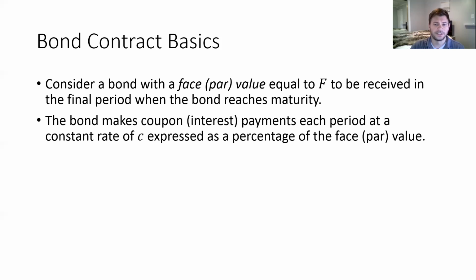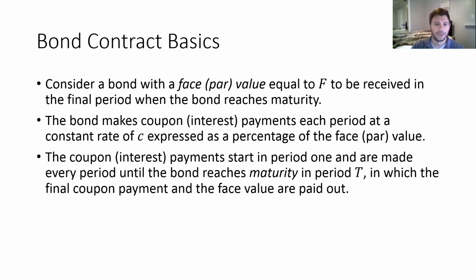And then the bond also makes smaller payments each period called coupon payments. And these are often referred to as interest payments. Just to be clear, the coupon rate is a little bit different than the interest rate, but the coupon rate here is expressed as this constant C, which is typically a percentage of the face value. So the size of a coupon, the size of the interest payment you're going to get in any period, with the exception of the last period where you're also going to collect that face value F, is going to be equal to the coupon rate C times the face value of the bond.